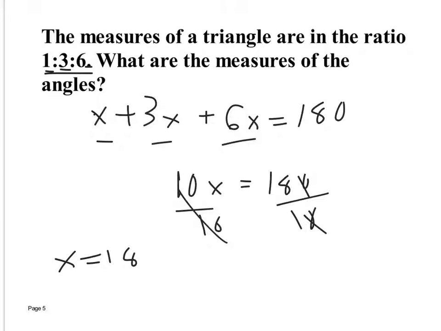Alright. So 18 degrees is my first angle. What would be my next angle? 54, because 3 times 18 is 54. And what's 6 times 18?